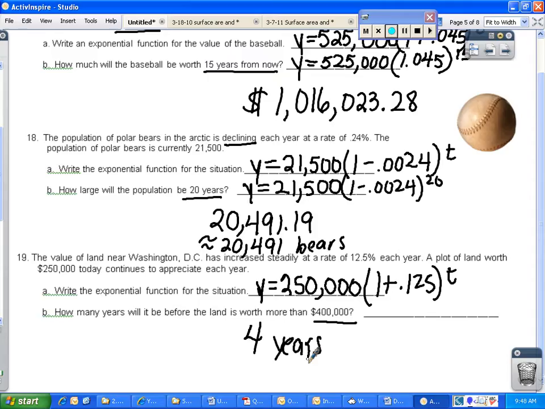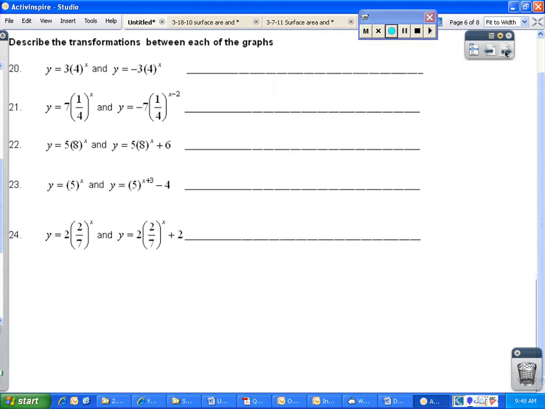And again, it would look like this. You'd put the 400,000 over on the other side of the equation, and then you would have the 250,000 here, and then 1.125 raised to the t. Okay, and I ran out of room there. Alright, so those are your word problems with growth and decay, the basic form of them.